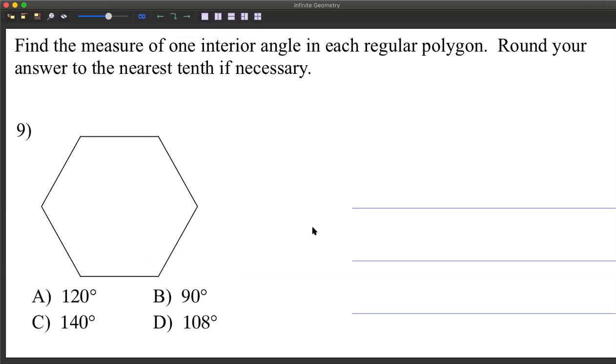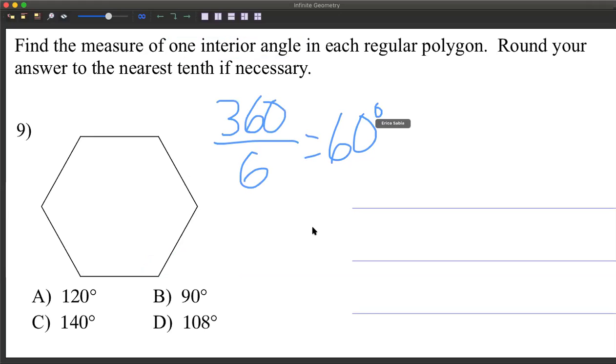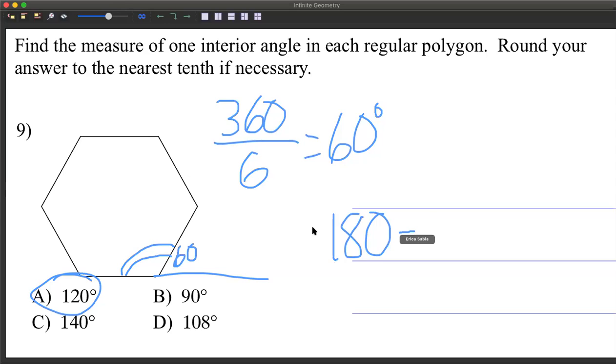So for this one, I have 6 sides. So I'll start by doing 360 divided by 6, which is just 60, right? So that's the measure of the exterior angle. That's what I just found. They don't want that. They want the interior. So remember, to get that, I'm just going to do 180 minus 60. That's how I land on 120 from this. Okay, so for this level, you're doing 180 minus the answer that you just got. So that is how I arrive at my answer of 120.